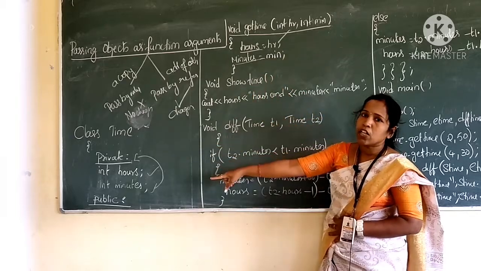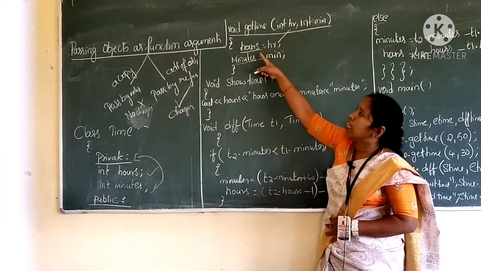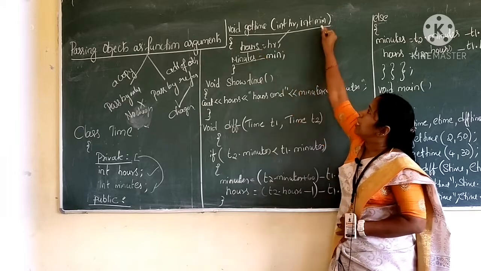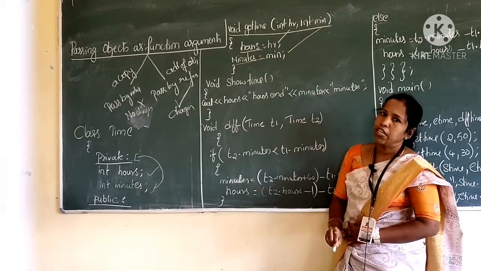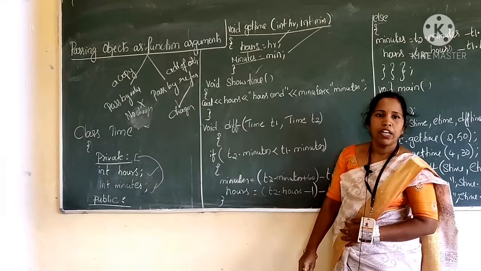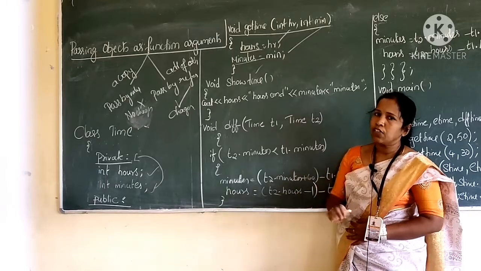Hours as well as the minutes of the variable. See, the first argument is assigned to what here? The hours variable. And the second argument is assigned to what here? The minutes variable. Now closing, right? I got the data, hours as well as the minutes.